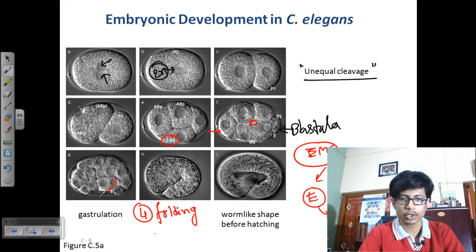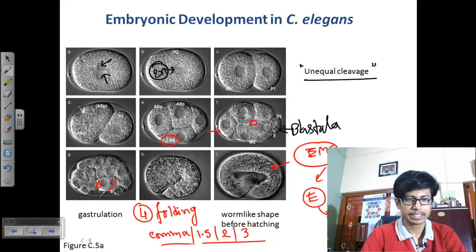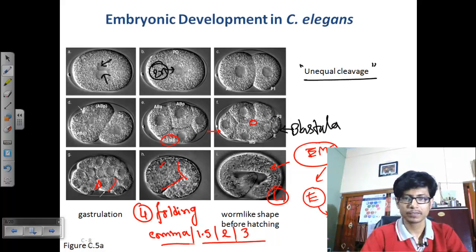The first folding is called coma. After that, we have the second folding, that is 1.5, then 2, then 3. And after these four layers of folding, it ultimately makes this body. See, first folding from here, second folding, third folding from this top, four, 1.5 and third, and it ultimately converts into the adult. It's not the adult, but the L1 larva for C. elegans.